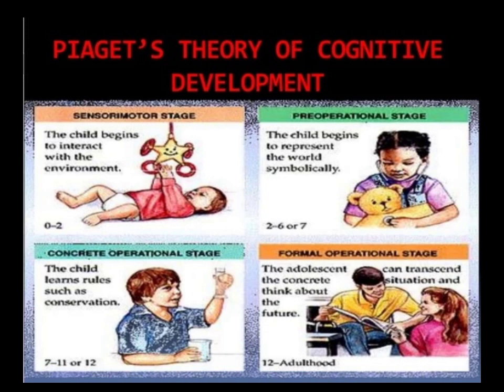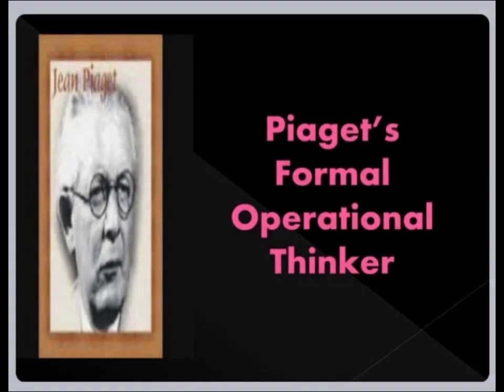And now, let's proceed to Piaget's theory of cognitive development. We have 4 stages of development, and these are sensorimotor stage, pre-operational stage, concrete operational stage, and also we have formal operational stage. And now you can read each definition. And let's continue to Piaget's formal operational thinker.